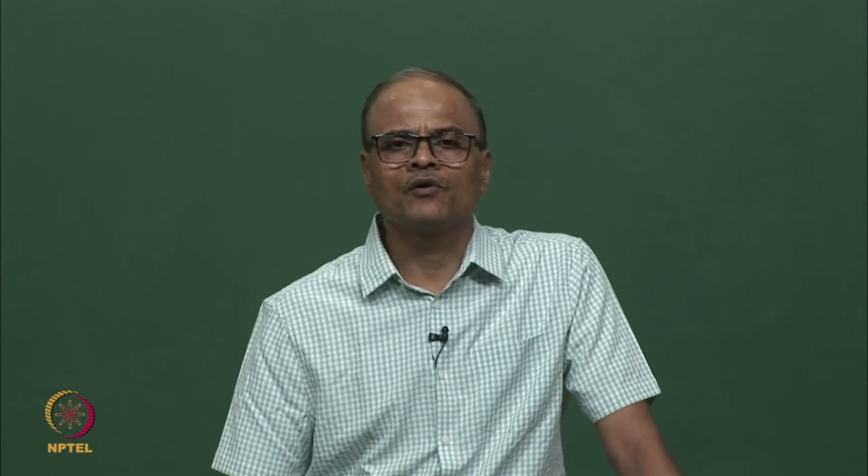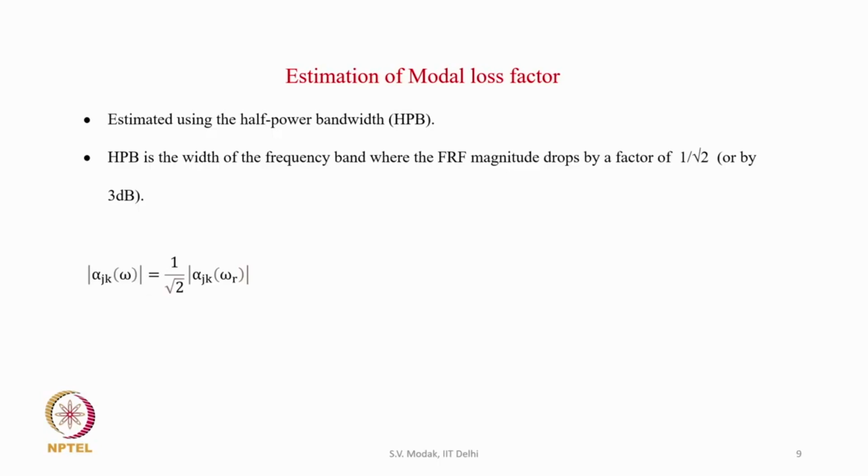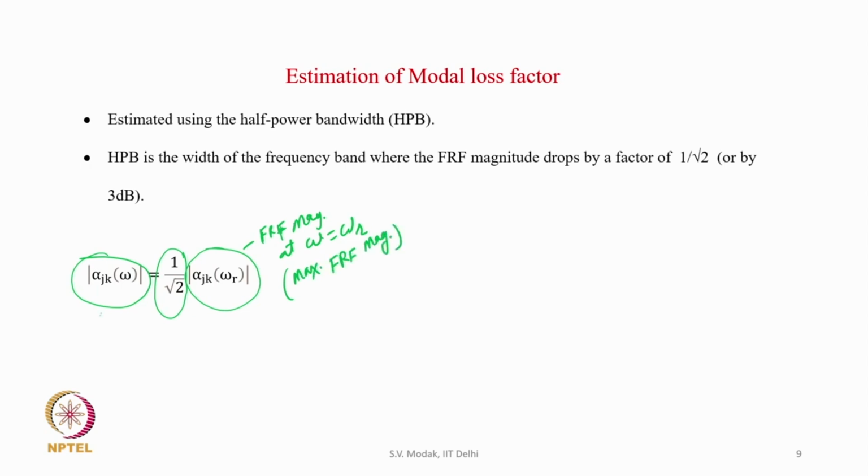So, let us work out an expression for half power frequency points or half power bandwidth. We are interested to know those frequencies at which the magnitude of alpha jk becomes 1 by root 2 of the maximum FRF magnitude, which is the FRF magnitude at omega equal to omega r. This happens to be the maximum FRF magnitude, and the left side is the FRF magnitude at frequency omega, correct.